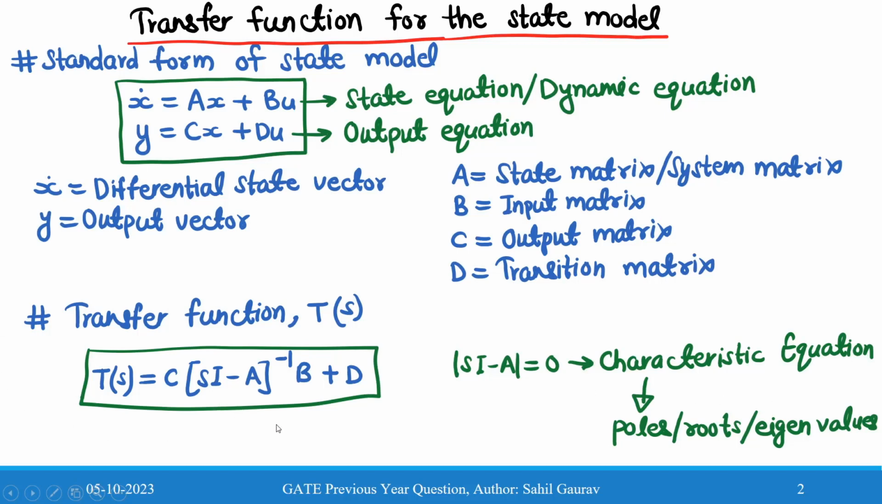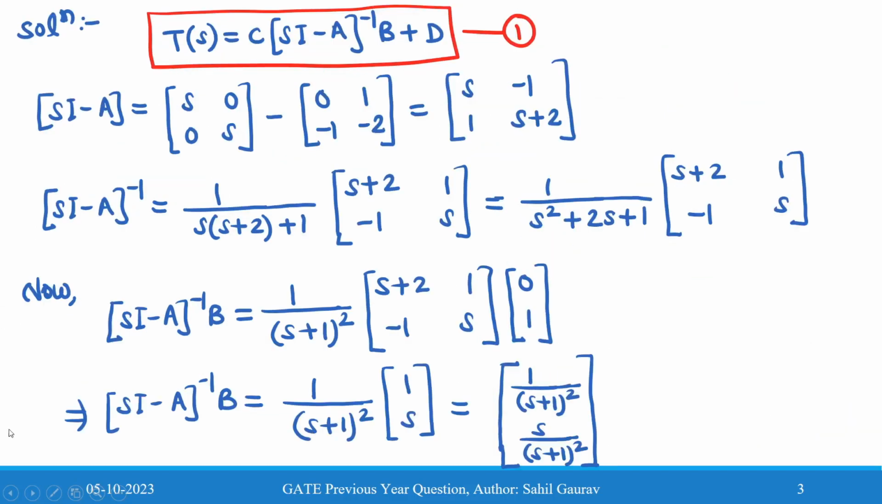Now let us solve this problem. As we know, the transfer function is given by C (sI minus A) inverse B plus D. First, we will find the matrix sI minus A, where I is the identity matrix. s is multiplied with the identity matrix, giving [s 0; 0 s], and A is given in the question. So we get [s, -1; 1, s+2].